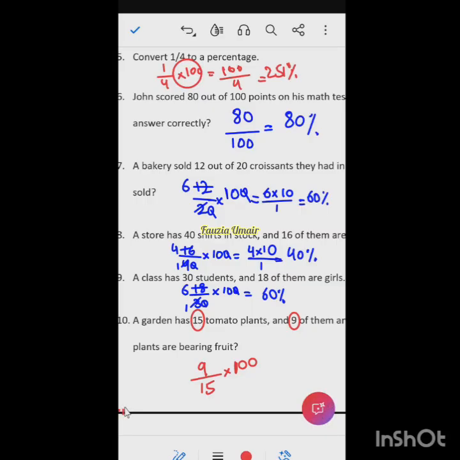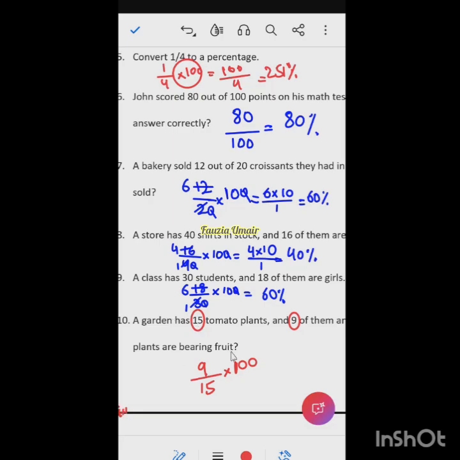Ma'am, you will multiply with 100. So firstly, that would be 900 by 15. That's right. This 100 cannot be cancelled with this 9 because they are both in the numerator, right? Numbers in the denominator can be cancelled with the number in the numerator, right?